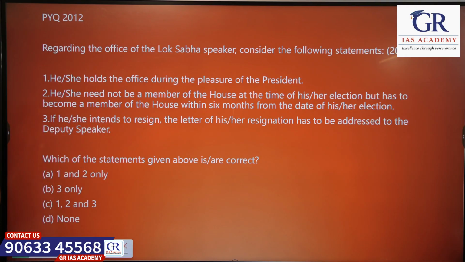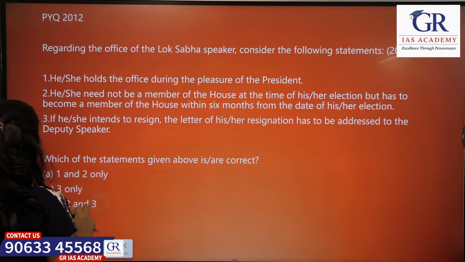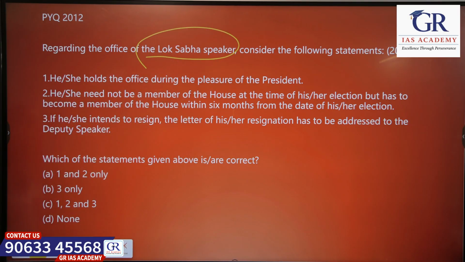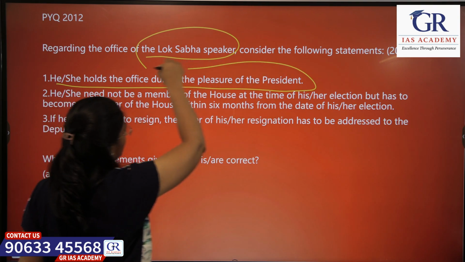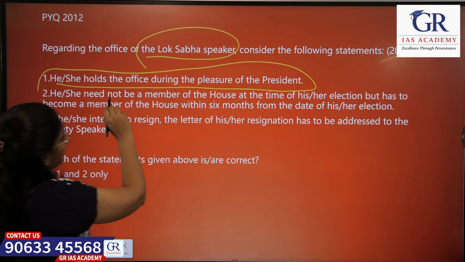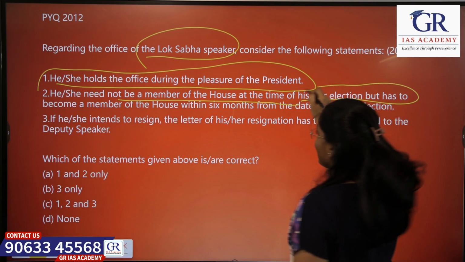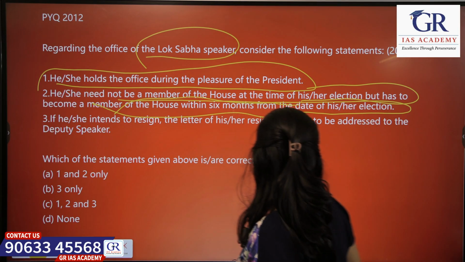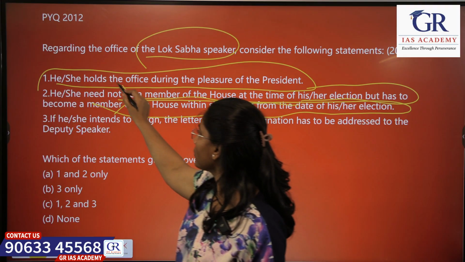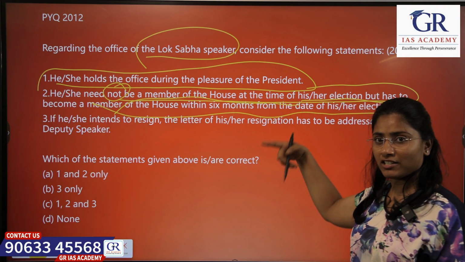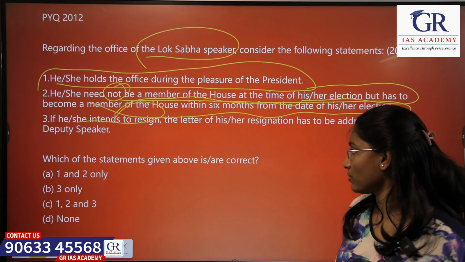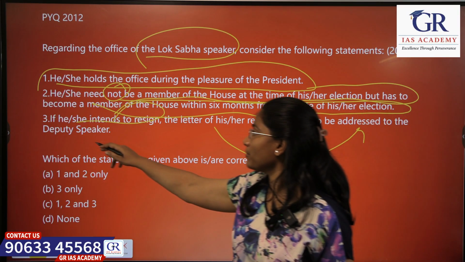So let's see some PYQs here. Regarding the office of the Lok Sabha Speaker, consider the statements. First: he or she holds the office during the pleasure of the President. Second: he needs to be a member of the house at the time of his or her election, but has to become a member of the house within 6 months from the date of his or her election. Third: if he or she wants to resign, the letter has to be addressed to the Deputy Speaker.